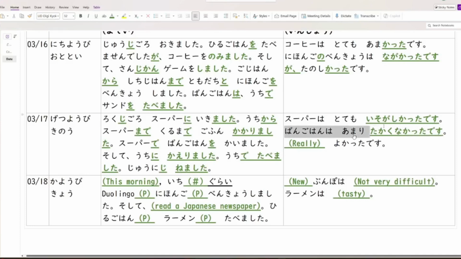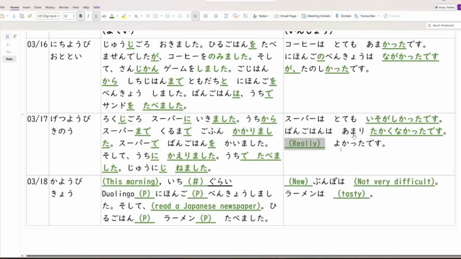So yeah, let's try saying this whole thing. 晩ご飯はあまり高くなかったです。 はい、高くなかったです. 高くなかった. Okay. That's my street name.